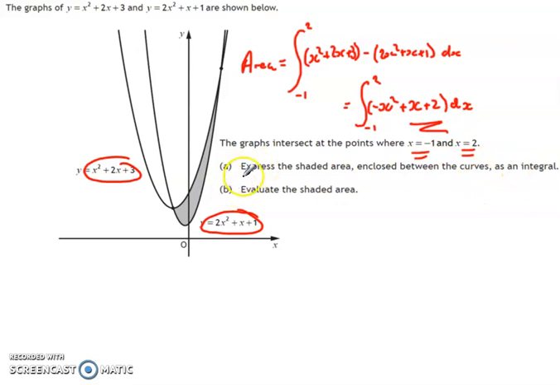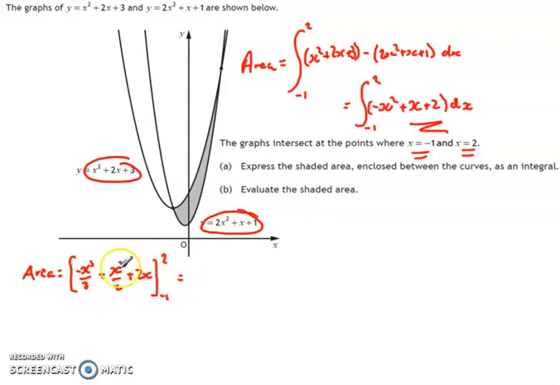What I now have to do for part B is evaluate that shaded area. So we've got to use our techniques for integration, and we know when we've got two limits, what we do is we integrate it, calculate it at the upper limit, calculate it at the lower limit, and then subtract them. So first thing is do the integral of that. So from there, I'd be able to say that the area is given by the integral of each term here, so that will be -x cubed over 3 plus x squared over 2 plus 2x between my two limits, which are -1 and 2.